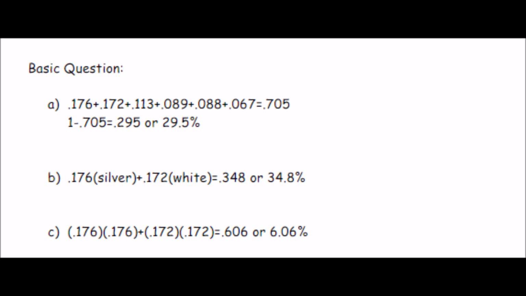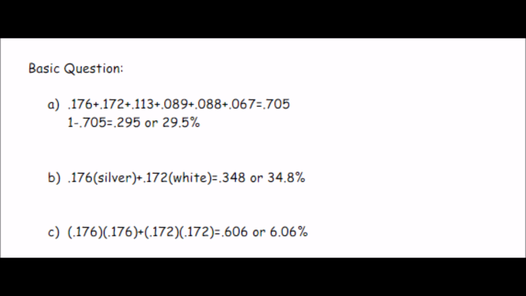So, to start with the basic question, first it gives you a table of all these different car colors and the probability that a car will be that color in North America. Part A is asking, what is the probability that the vehicle you chose has any color other than the 6 listed? To find this, you just have to add up all the colors that are listed and subtract that from 1 to get your other category, and that ends up being 29.5.